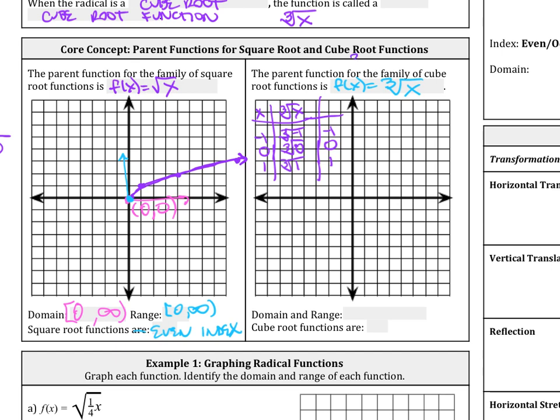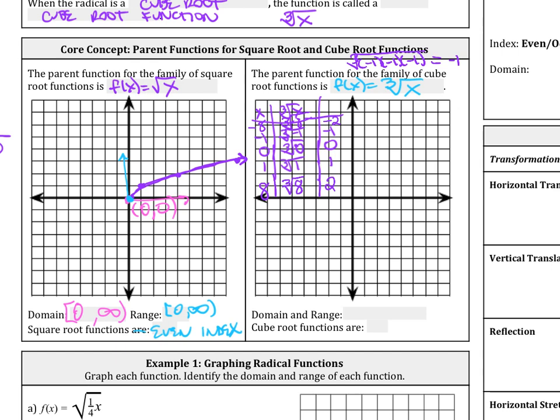Remember, with cube root of negative 1, I can do negative 1 times negative 1 times negative 1, and that is a negative 1. Three negatives still equal a negative. So that works. Thinking about the cube root, what's another great number to choose? What's perfect? 8. What is cube root of 8? Cube root of 8 is 2. We could also pick negative 8 because cube root of negative 8 is negative 2.